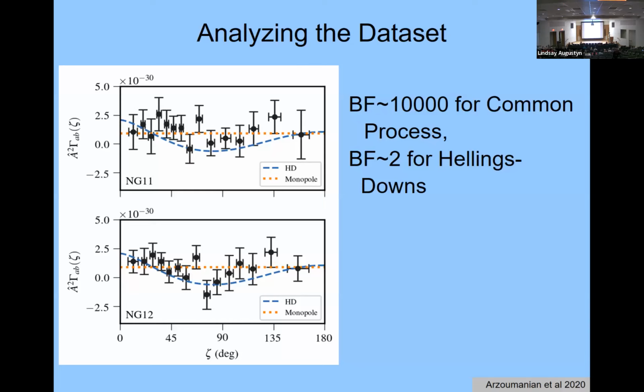What we don't have yet is a strong enough bet of the Hellings and Downs curve. I only have 2 to 1 odds, which is not enough for me to bet my career on, and nobody else in my collaboration is about to bet our career on.